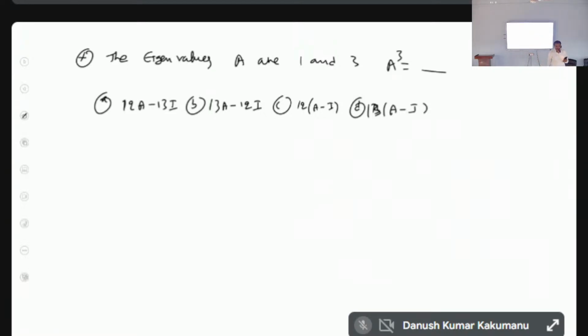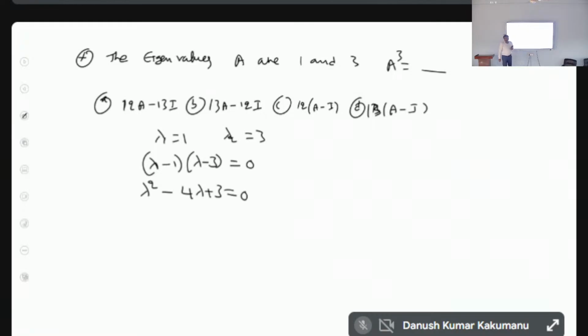Eigenvalues of the matrix A are given. What is A cube? Can you guess what is the answer? Tell me, what is the answer? Lambda 1 is 1, lambda 2 is 3. What is the characteristic equation? Lambda minus 1 into lambda minus 3 equal to 0. From this we calculate the characteristic equation: lambda square minus 4 lambda plus 3 equal to 0.